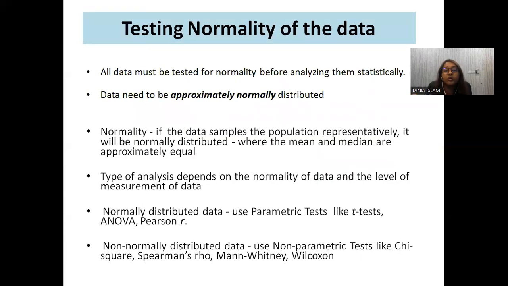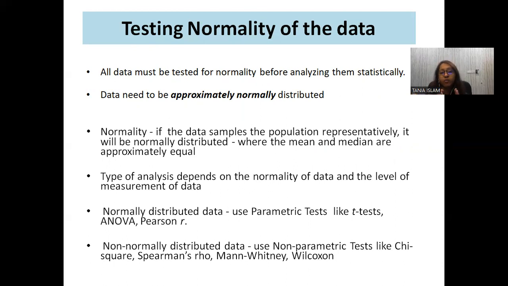Okay, so for testing the normality of the data, you need to keep in mind all the data must be tested for normality before analyzing them statistically. And data cannot be exactly normally distributed. If it's approximately normally distributed, still it's okay.